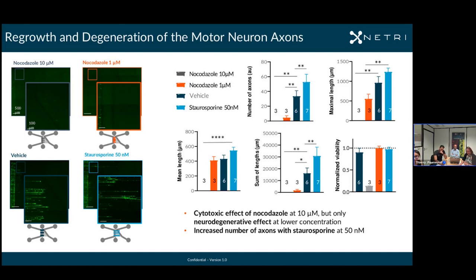When we tested the staurosporine, we could see an increase in the number of axons, an increase in the maximal length as well, and also the sum of lengths, showing you that by using those mechanistic drugs or controls, you could build an assay in order to test your compounds and know if you have a neurodegenerative or a neurotrophic effect.